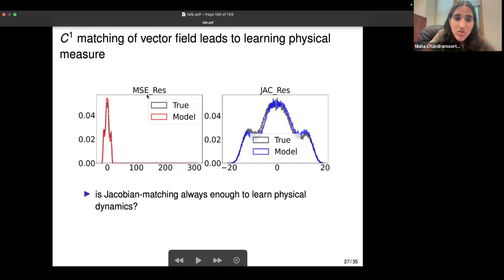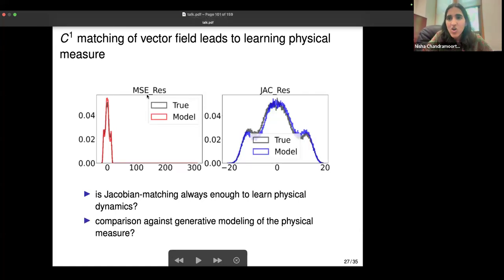So then we can ask this question, is this always enough? To get a good generative model for a chaotic system, can we just learn one-step dynamics with the Jacobian loss, and can we always ensure that it is statistically accurate? Or instead, can we just do generative modeling of the physical measure directly, like we have shown is possible with score-based diffusions or something?